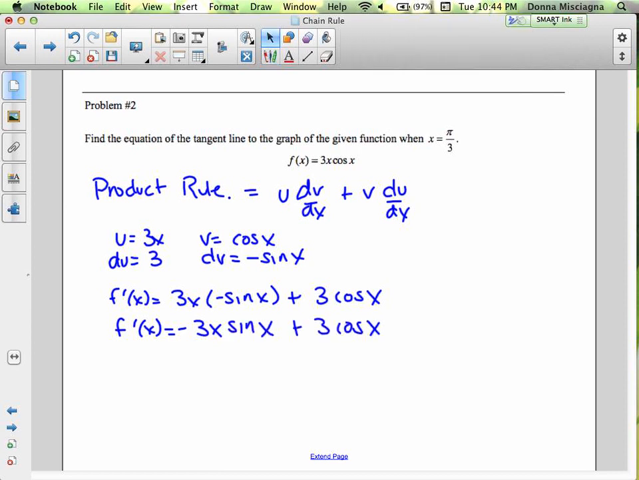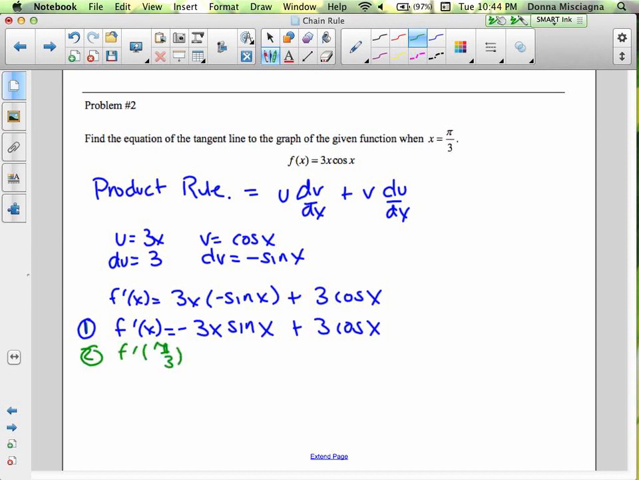All right, so find the equation of a tangent line. We're just going to plug in pi thirds. So this part here was number 1. That's our derivative. Number 2, we got to evaluate our derivative. So we have f prime of pi thirds equals negative 3 times pi thirds sine pi thirds plus cosine pi thirds.